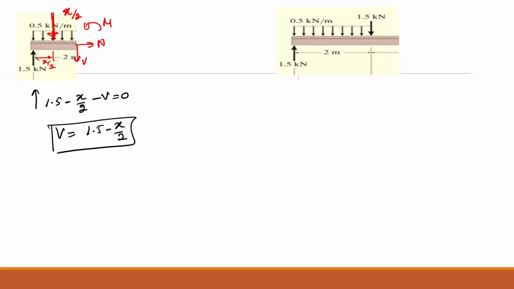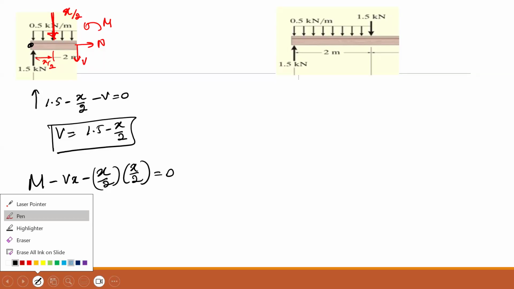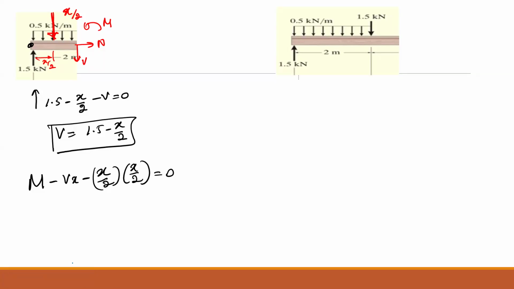Later on, we'll do that. Now write the M. So if you take the moment about the left-hand corner, this point, you have M minus Vx minus x over 2 times x over 2 equals 0. Do you agree with that? Is that right? Is it right, guys? If you don't understand, tell me. I will show how I wrote it.